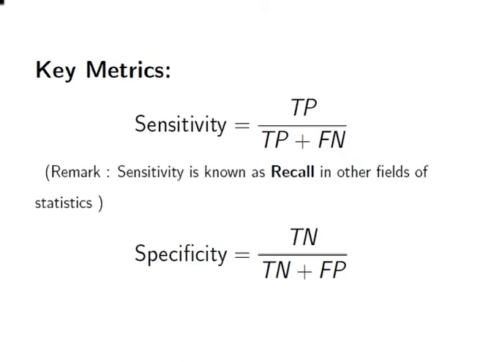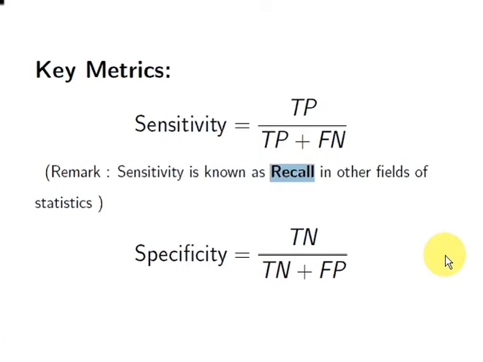The key metrics are as follows: sensitivity, which is the proportion of true positives over the total number of actual positives. In some other fields of statistics, this would actually be known as recall. For example, accuracy, precision, and recall. That's one of my other presentations. So, recall and sensitivity are pretty much the same thing.